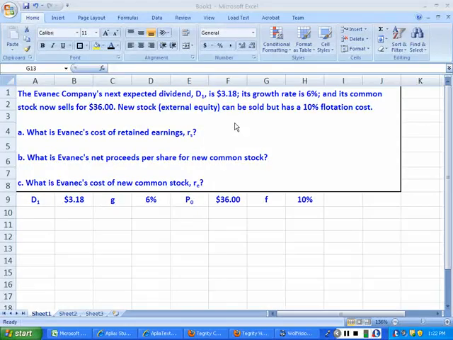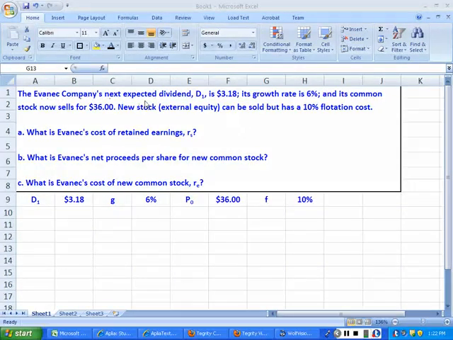Here's a problem where we want to take a look at the component costs that you have in the WACC that come from your common stock. So here we're interested in the difference between the cost of equity coming from retained earnings, R sub S, and the cost of equity that comes from new common stock, R sub E.